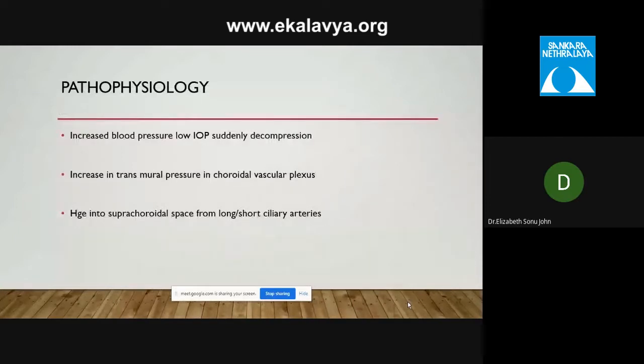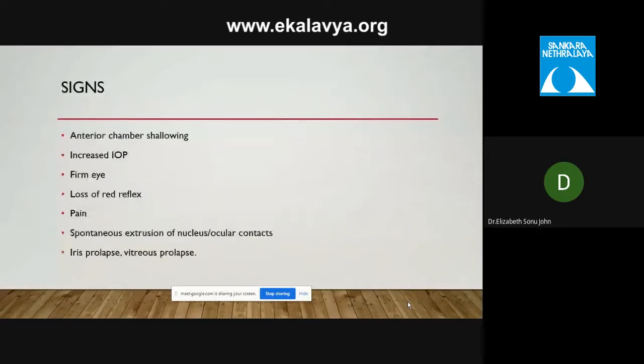So the pathophysiology is basically when there is increased blood pressure and a sudden low IOP, there is sudden decompression. Sometimes it happens when you suddenly open the wound or deliver the nucleus. That's why you make a side port and a controlled entry. Your section also has to be controlled so that in high risk cases you avoid sudden lowering of IOP, which can lead to a suprachoroidal hemorrhage. There is an increase in transmural pressure in the choroidal plexus and hemorrhage into the suprachoroidal space from the long and short ciliary arteries.